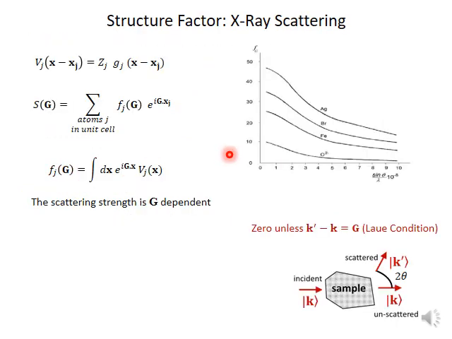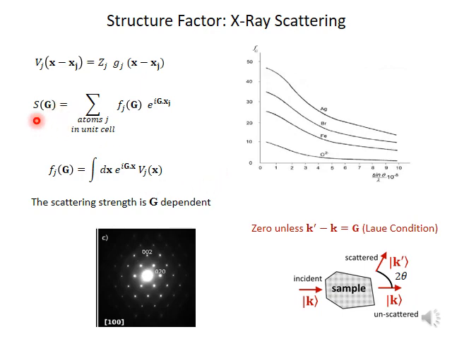We looked at this problem, and we said that for an X-ray, the atomic form factor's G dependence means that the larger the 2 theta is, or the larger the scattering angle is, the smaller this factor is, and the smaller the intensity of the scattered X-ray.